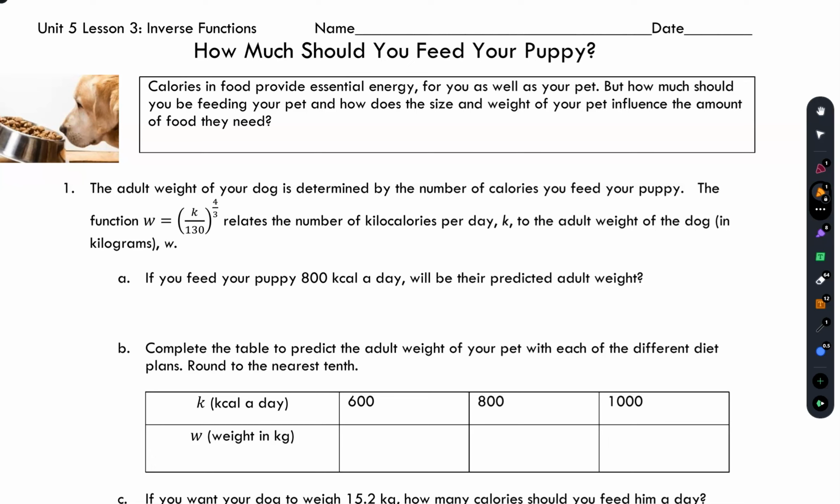So how much should you feed your puppy? Calories in food provide essential energy for you as well as your pet. But how much should you be feeding your pet, and how does the size and weight of your pet influence the amount of food they need? The adult weight of your dog is determined by the number of calories you feed your puppy. The function W equals (K over 130) raised to the 4/3 power relates the number of kilocalories per day, K, to the adult weight of the dog in kilograms, W.